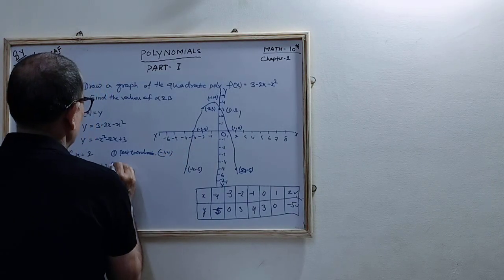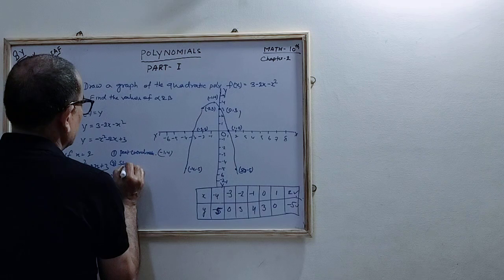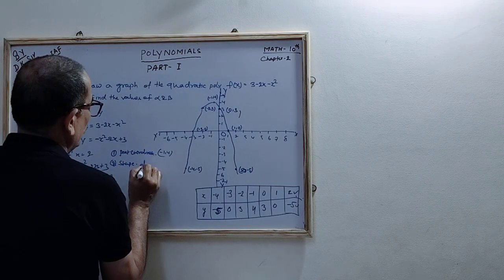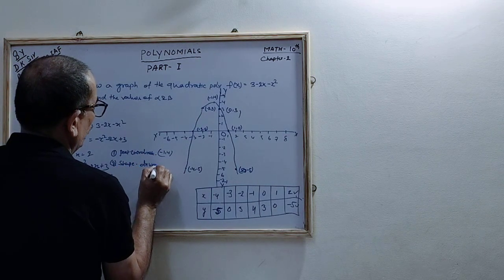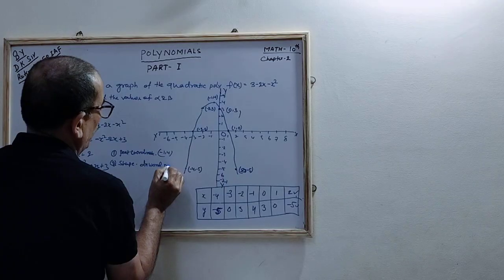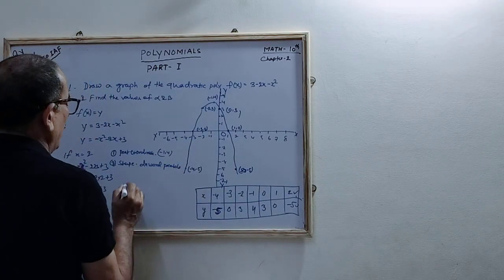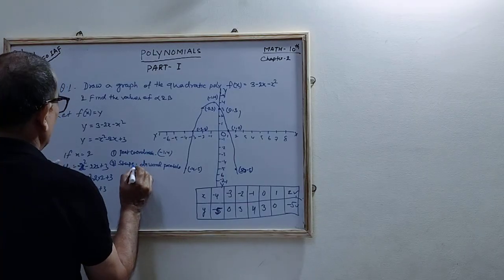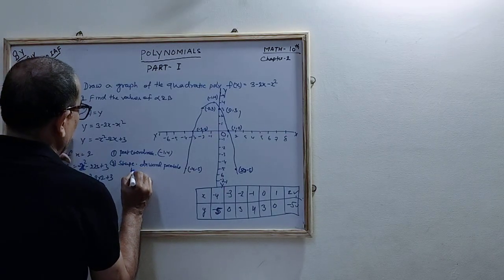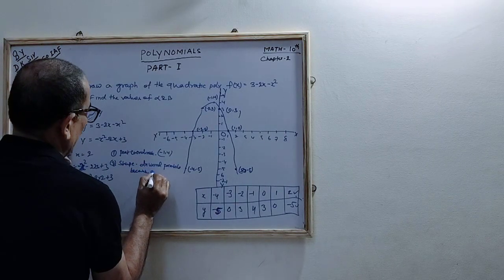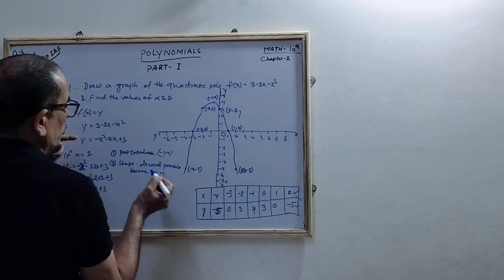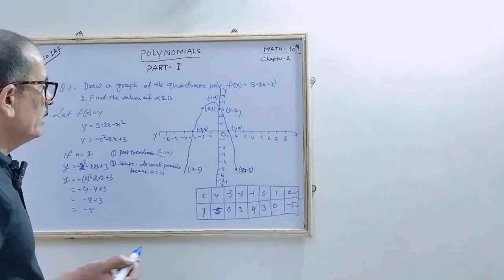Correct? You got it? What is the shape? The shape is a downward parabola. Correct? Downward parabola. Because in this equation also you can find that a is equal to minus 1. So it has to be a downward parabola.